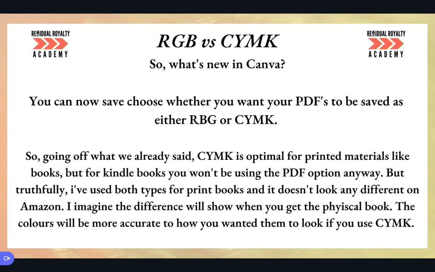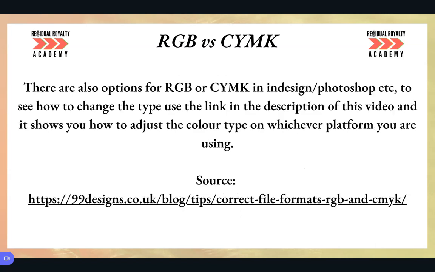But for Kindle books, you're not going to be using the PDF option anyway, because you're going to be using JPG, or you're going to be using the KPF or .doc for your interior. But overall, in my experience, I've used both types for printed books. They accept both, and honestly, I can't see the difference when it's on Amazon. I imagine the difference would show when you're actually ordering the physical book. I assume it would look more realistic and look more like the colors you actually intended for it to look like if you use CMYK, however the hell you're supposed to say that word.